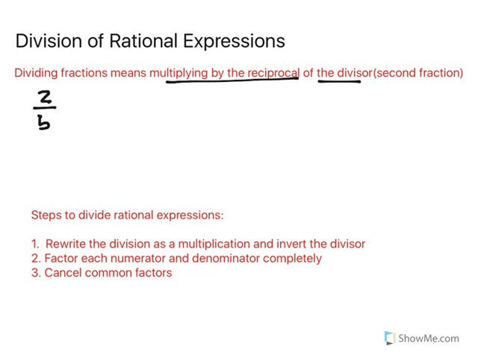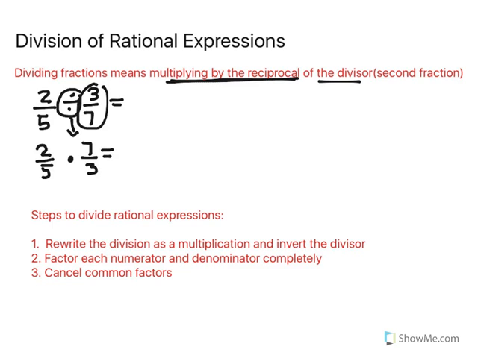Let's see what happens if we have to divide 2/5 by 3/7. Well, basically, remember that we are going to convert this division to a multiplication. So this division gets converted to a multiplication. The first fraction stays the same, and the second fraction, which is called the divisor, gets to be flipped because we need the reciprocal. Now we have a multiplication of fractions.